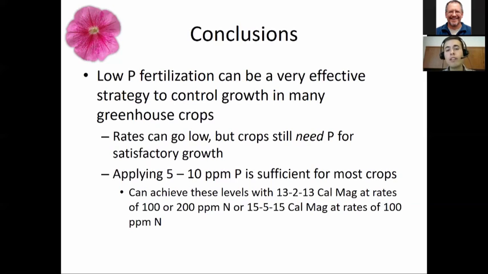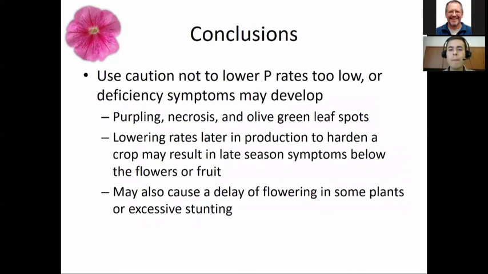So it's really important to note that there are a number of things that you can do. There's a number of commercial formulations that you can use to apply this general range of rates to your crop. So definitely keep that in mind. But you really need to use caution not to lower your phosphorus rates too low, or you might develop phosphorus deficiency symptoms. So again, 5 parts per million may not seem like much, but it's enough for the crop. But if you go much lower than that, there's a good chance that you may run into phosphorus deficiency symptoms.